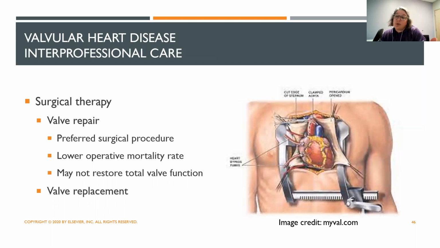We can also do surgical therapy, and surgical therapy is, we can do a valve repair by doing open heart surgery. And so I know that when we were talking about coronary artery disease, we talked about people getting cabbages where they're getting bypass grafts. The prep for this is the same. A lot of this is the same, but instead of doing bypass grafts, we're actually fixing the valves.